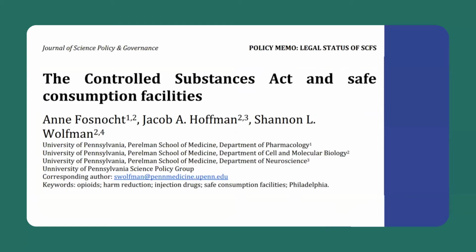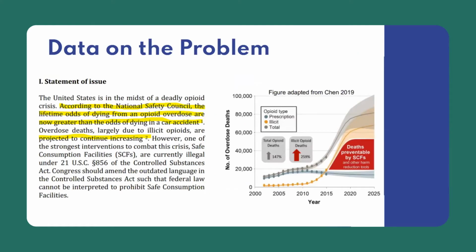So I'm going to go really quickly through an example, and I don't want to spend a lot of time on this, but I just want to give you an outline of kind of what you're doing in a policy memo. Here's an example of a policy memo that some members of PSPDG wrote. And so the first step, they presented the data on the problem. Here they talked about, according to the National Safety Council, the lifetime odds of dying from an opioid overdose are now greater than the odds of dying in a car accident. And then overdose deaths, largely due to illicit opioids, are projected to continue increasing. They say, here's the problem. It's not going away. We need to take action. And they also present this in a very clear and concise figure that we'll talk about in a later section as well.